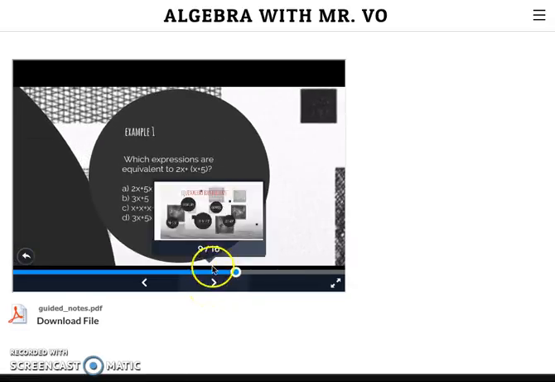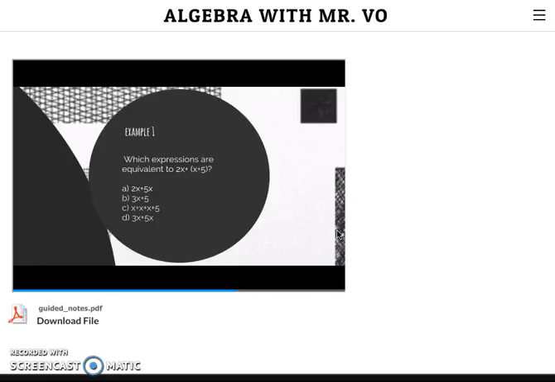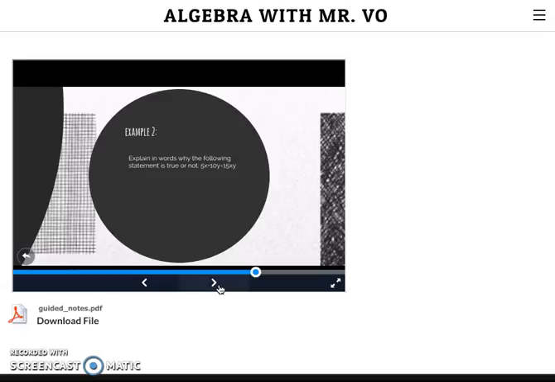Moving past that. So for the first example that I provided, which expressions are equivalent to 2x plus, in the parentheses, x plus 5? There are four answers and they will need to see which one they think is correct. And then after that, we will go over it again as a class after they have filled it out. Same with this one, except this is a little deeper into it.